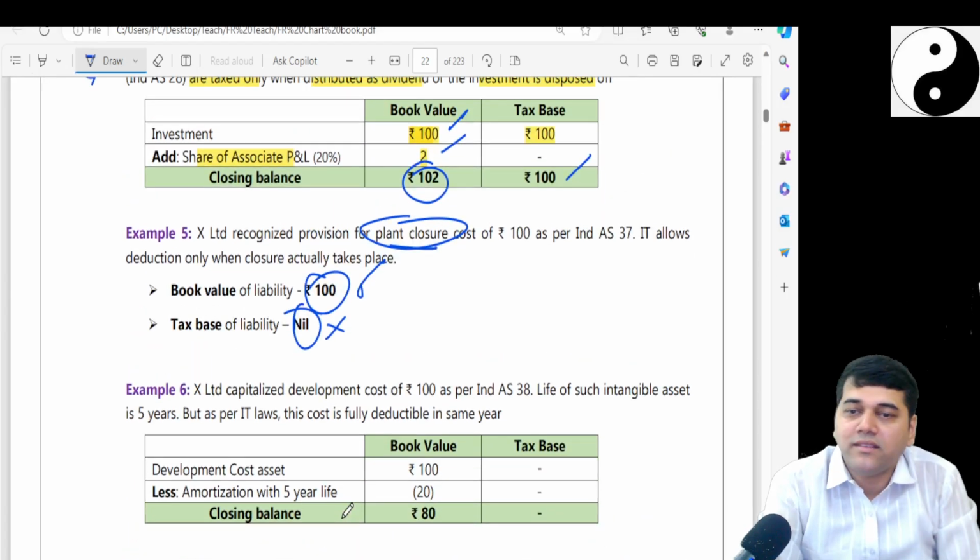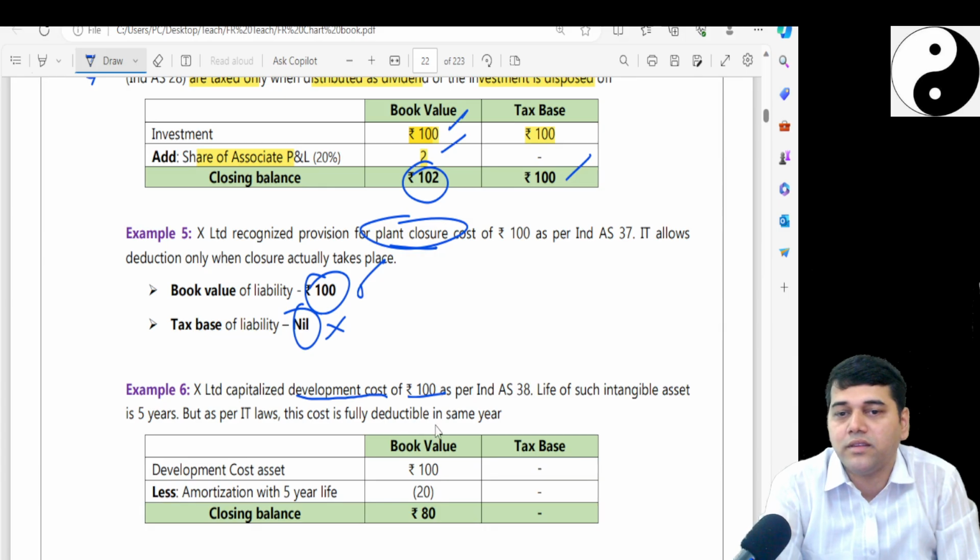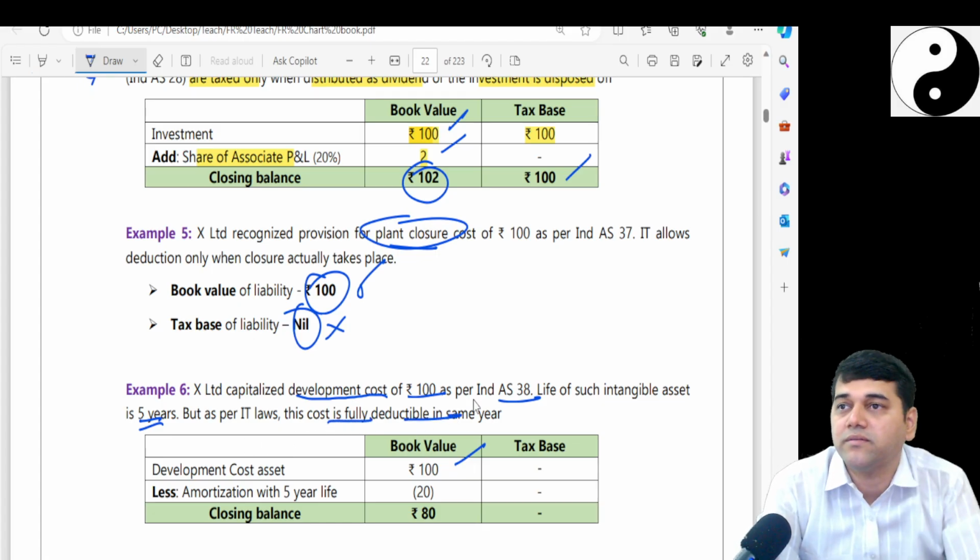Now, X Limited capitalized the development cost of rupees 100. As per Ind AS 38, in research and development, research cannot be capitalized. Development only can be capitalized. 100. Now, the life of such intangible asset is 5 years. But as per IT law, this cost is fully deductible in the same year.